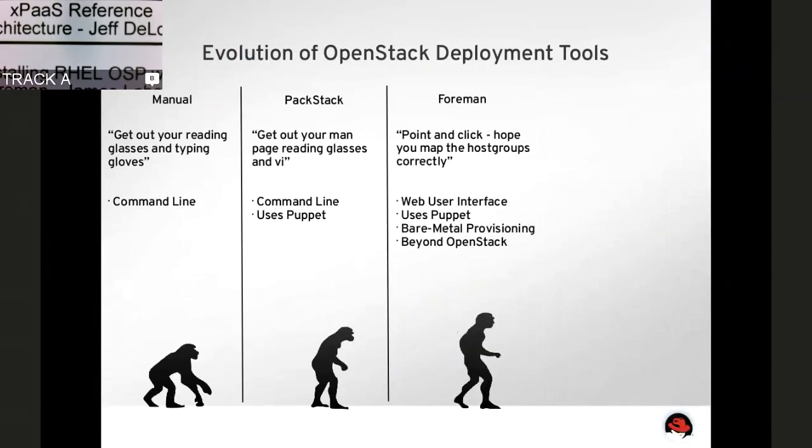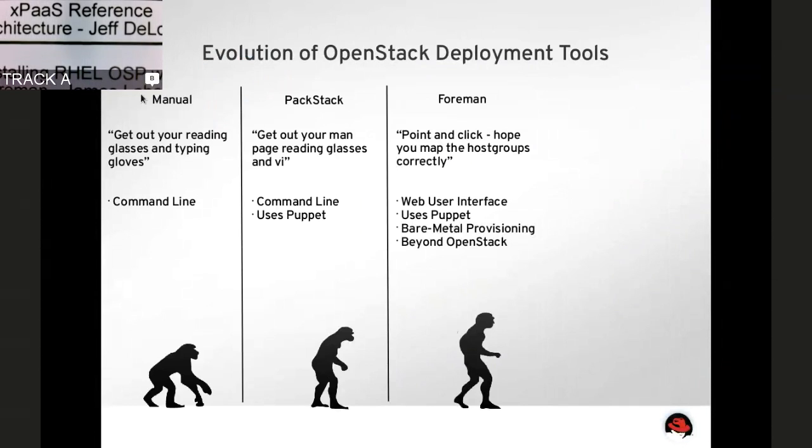So along comes Foreman. Next we took some of these Puppet modules that PackStack was already leveraging, and we were developing in conjunction with a lot of other people upstream. And we started to explore how we could use Foreman to basically deploy OpenStack. This is kind of what I say is moving from reading man pages to more point and click. The idea here is that you have to hope that you map the host groups in Foreman correctly for your OpenStack deployment. So this brought with it a web user interface and also added bare metal provisioning. Those are the two real improvements over the PackStack deployment: you could use this for bare metal provisioning and you had a web user interface.